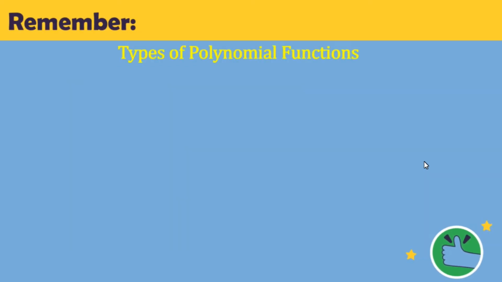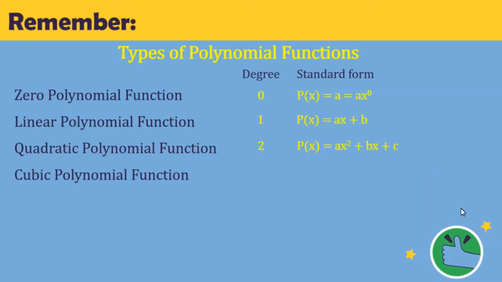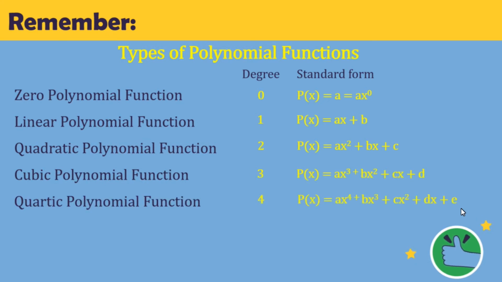Remember these types of polynomial functions. In a zero polynomial function, we have 0 degree. For the linear polynomial function, we have 1 degree. For the quadratic polynomial function, we have a degree of 2. The cubic polynomial function is 3 degrees. And the quartic polynomial function is 4 degrees.